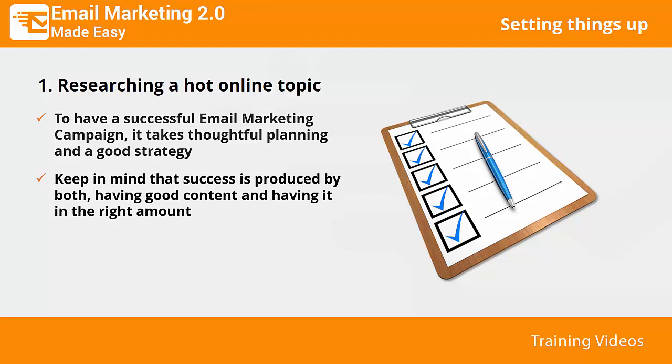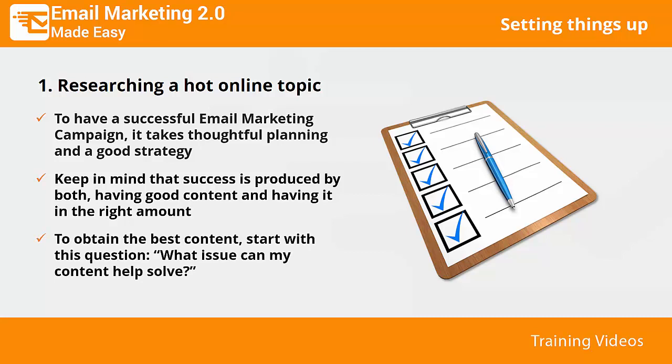Make a list of some of your specific goals so you can recognize the best ROI producing topics. To obtain the best content, start with this question: what issue can my content help solve? After several ideas come to your mind, reduce the number to 5, then to 2, and then to 1. Now, having selected the correct topic, it's time to present it in the most suitable way.